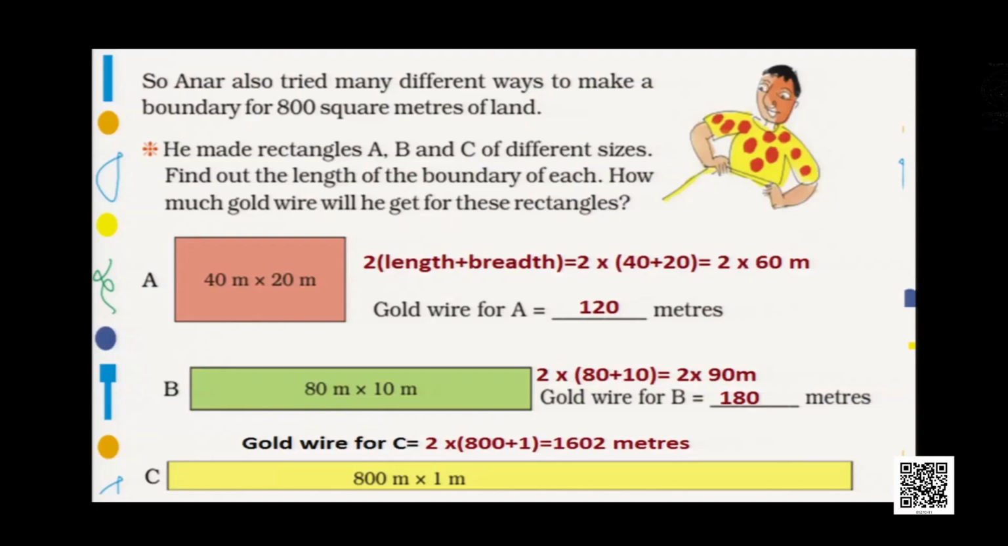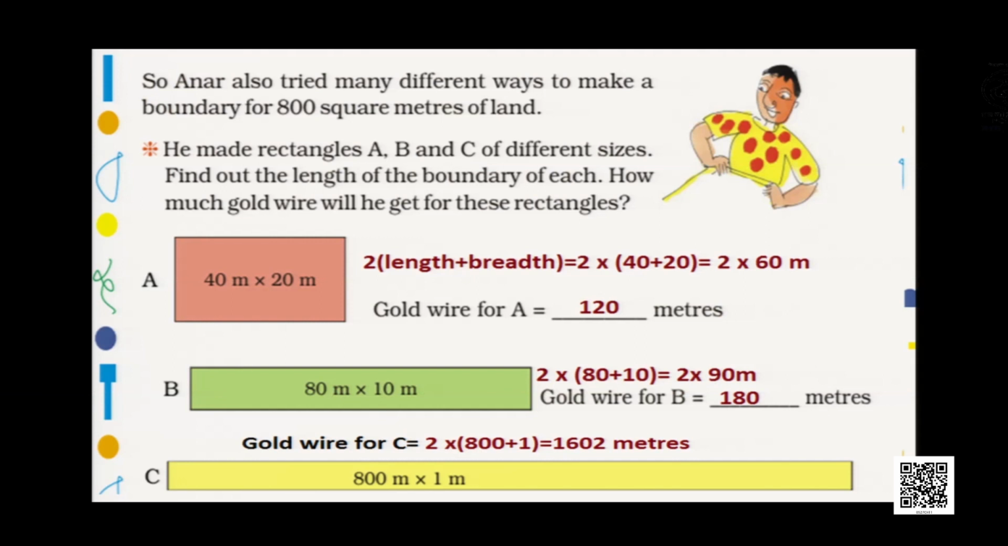So Anar also tried. What he did first, he made a rectangle with length 40 meter and 20 meter. So what will be its boundary? 2 into length plus breadth, 40 plus 20, 60, 2 into 60, that is 120 meters. He was not satisfied. He said I will make a bigger one. So he tried with 80 meter and 10 meter. Here he has got 180 meter of gold wire.